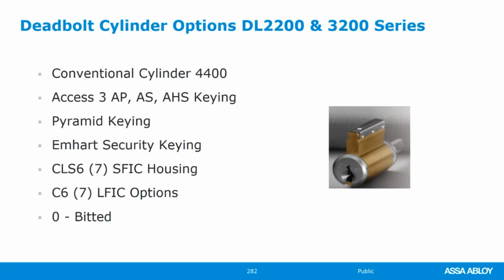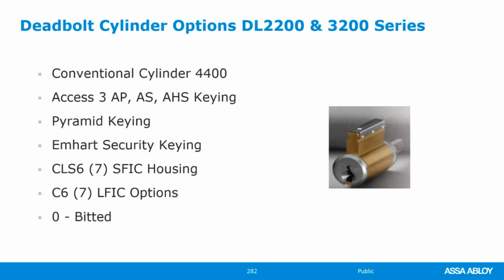In our conventional keyways, as well as our security and patented and high security keyways, we can do a C6 or C7 option for the Access 3, Pyramid, and M-Heart. We can also send it out 0-bitted, which is just a conventional cylinder without any pins and springs in it that the customer could key by themselves. That's our cylindrical type deadbolts, our 2200 and our 3200.